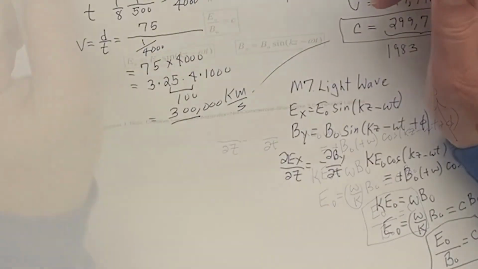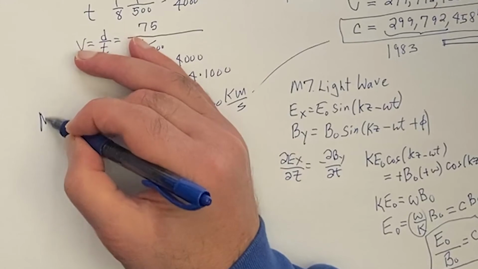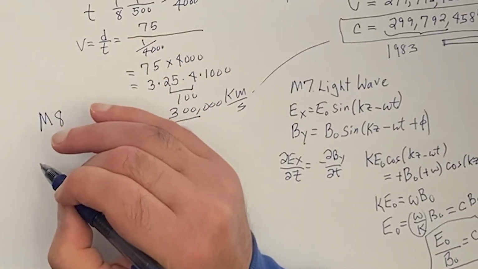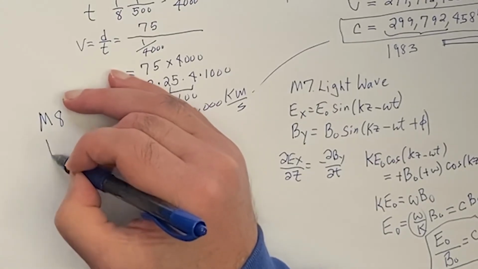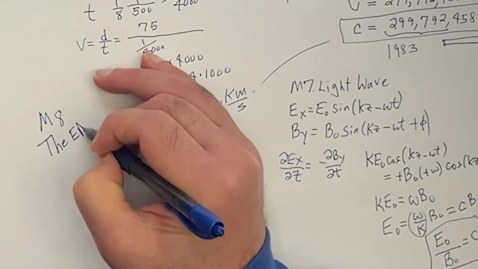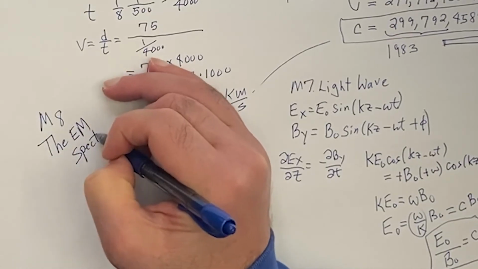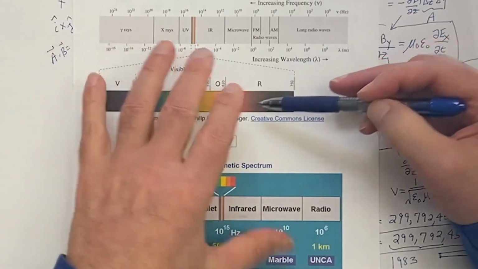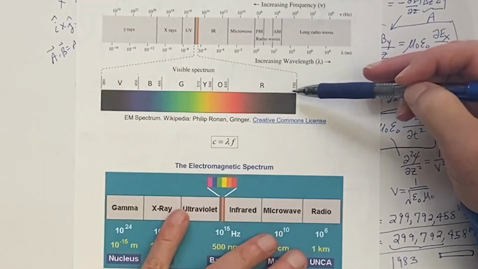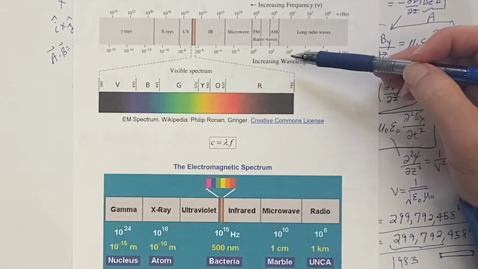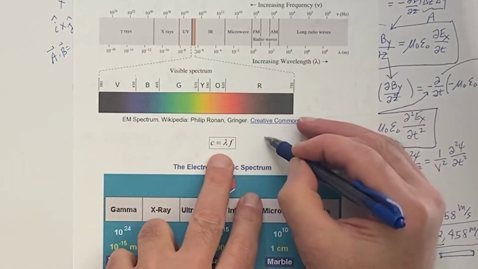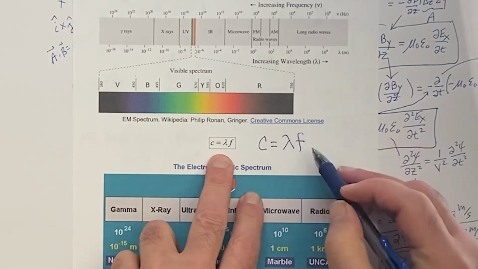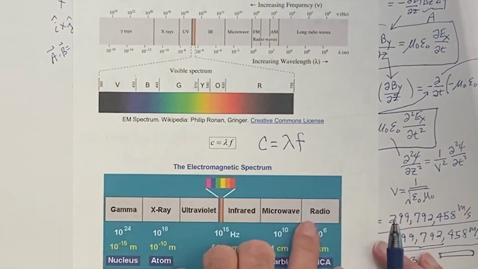Important conclusion. And now we come to our last section, M8. The electromagnetic spectrum, which is our dessert. Because now we can enjoy the richness of the electromagnetic spectrum as we look at, remember the formula, c, the speed of the wave, is lambda times f, and now look at the rich variety in the spectrum.